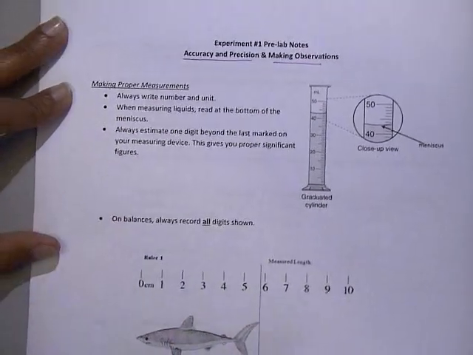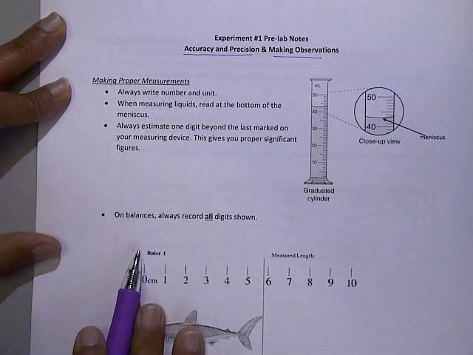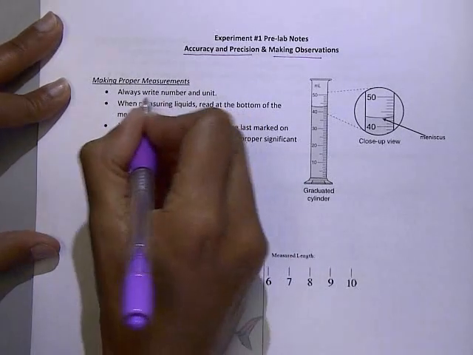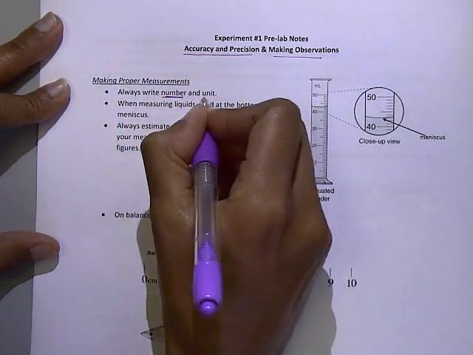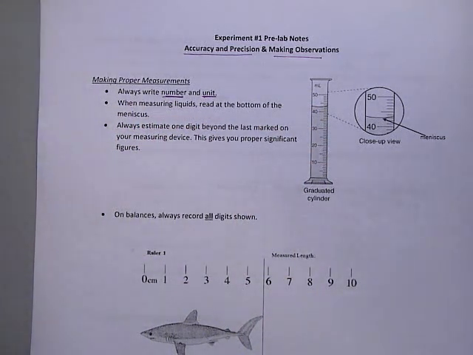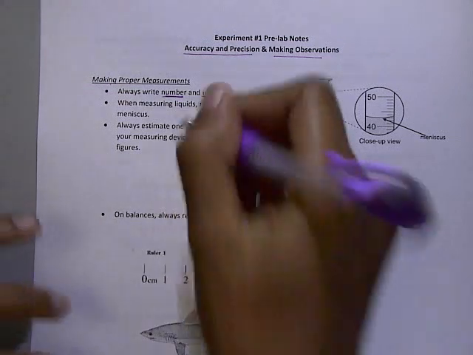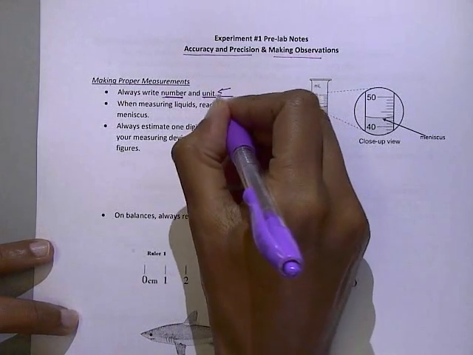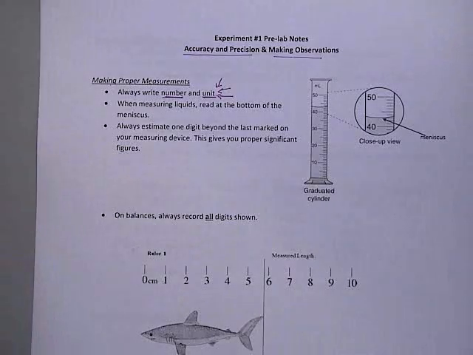So let's go over first making proper measurements. It's always important to make sure you write the number and the unit down, meaning you can't just write 43. You have to tell me 43 what? Is it 43 grams? Is it 43 milliliters? Is it 43 liters? Is it 43 micrograms? The unit is extremely important. It tells you a lot of information about what you're working with.